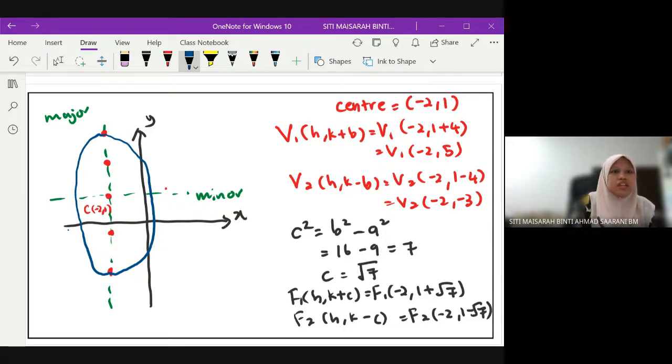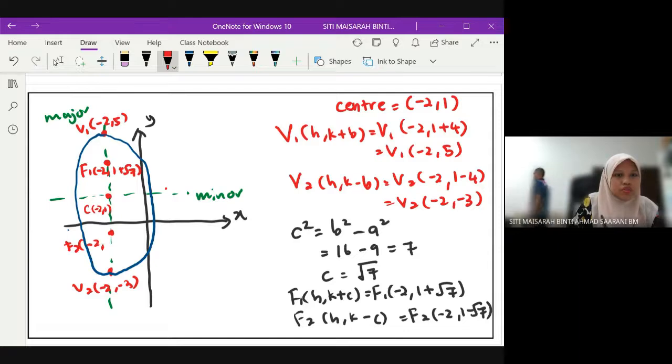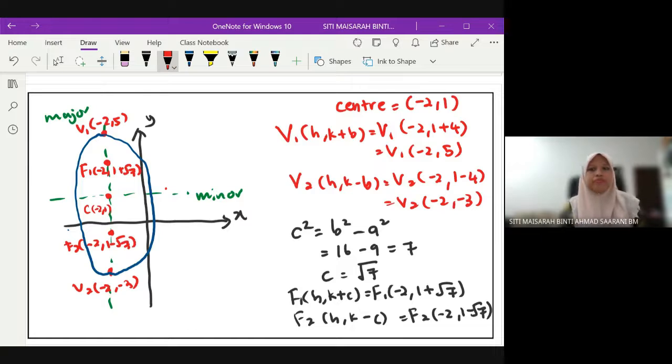Okay, so ni tanda lah, jangan lupa tanda ya. Ni F1 negatif 2, 1 tambah 7. Ini B1 negatif 2, 5. B2 negatif 2, negatif 3. Lepas tu F2 negatif 2, 1 tolak 7. Okay, so macam ni lah dia punya ellipse. So habis lah ellipse dia tanya macam ni saja.